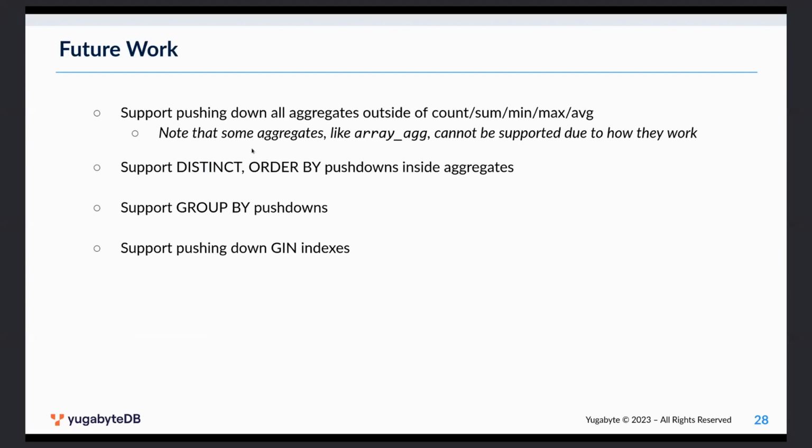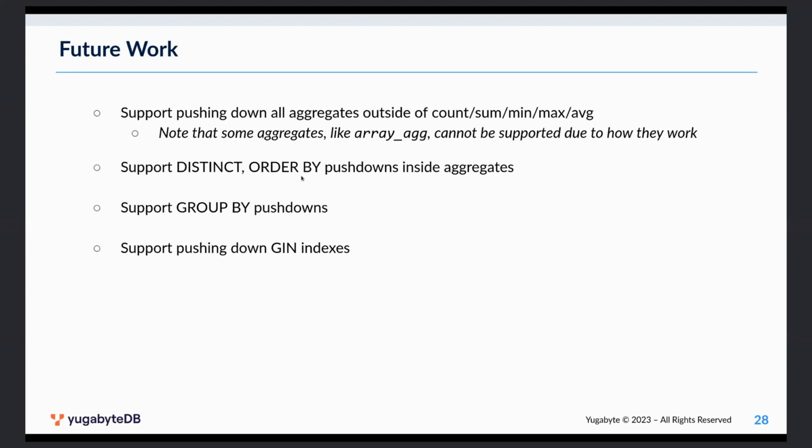And then some future work that we can do. Right now, only count, sum, min, max, and average pushdowns are supported, but possibly there can be more aggregates we support. Some aggregates, such as array_agg or jsonb_agg, can't be supported, because there's not much point in supporting them, since they're not making the data smaller. They're just concatenating a bunch of values into one bigger value.